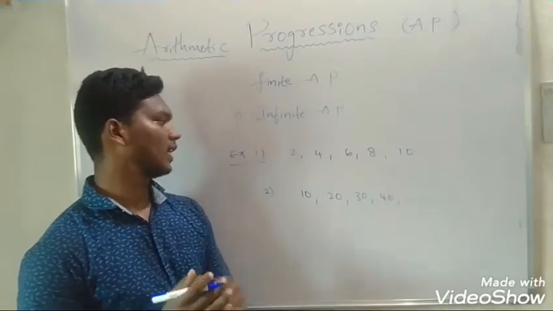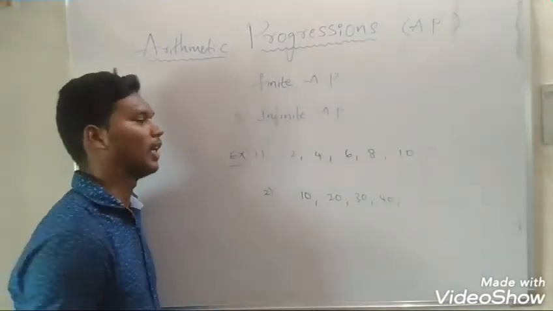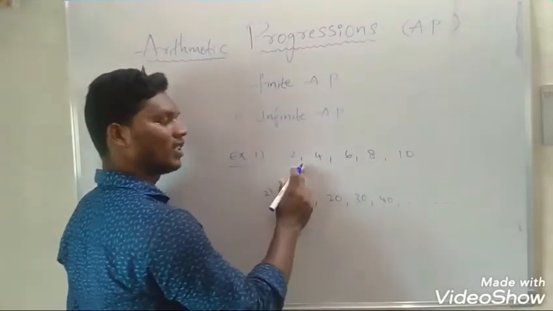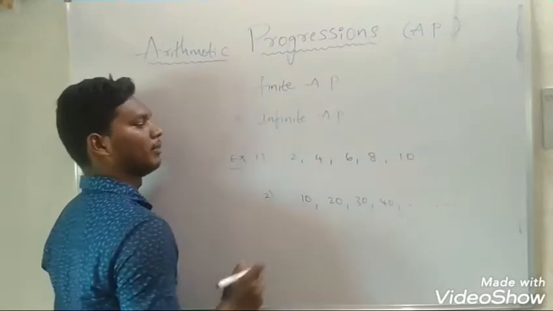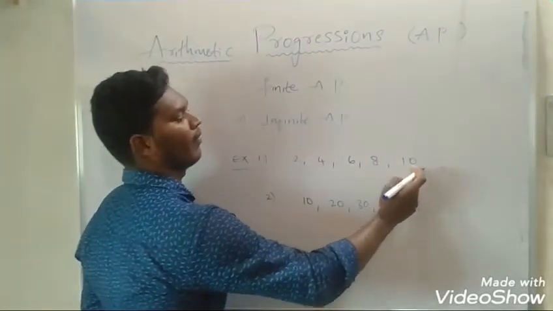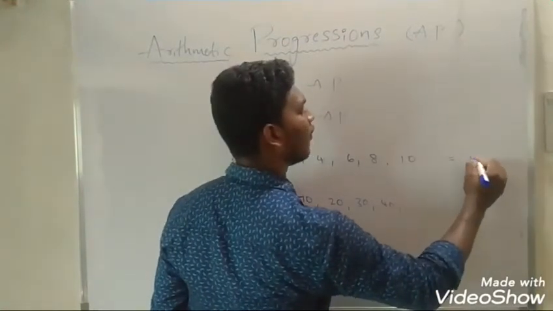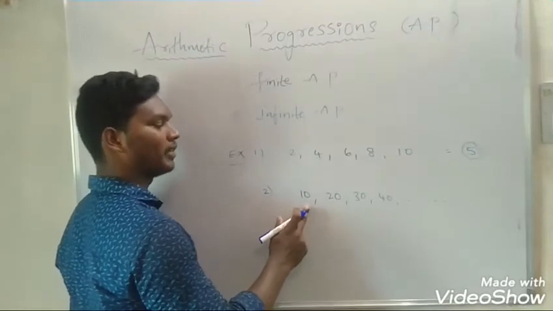So in first example, see friends, how many terms are there? What is a term? Term means each number is a term, right? So each number is a term. Here how many terms are there? 1, 2, 3, 4, 5. Here how many terms are there friends? 5. In example 2, how many terms are there?